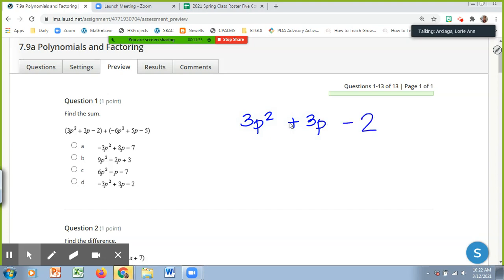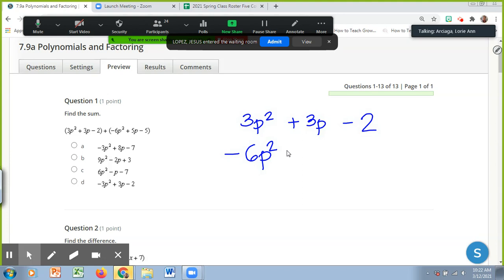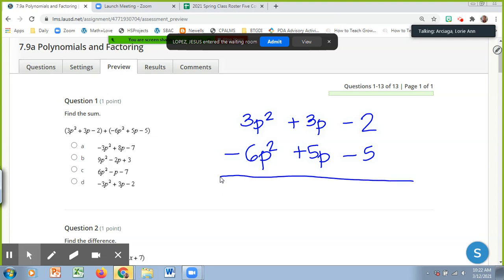If you're very good at doing it mentally, all you need to do is just match those that have the same variables, and you can add and subtract them mentally.